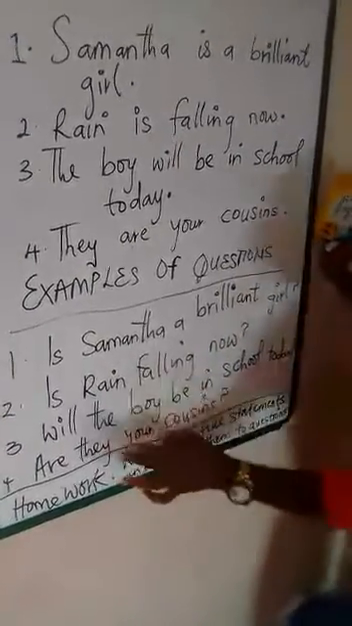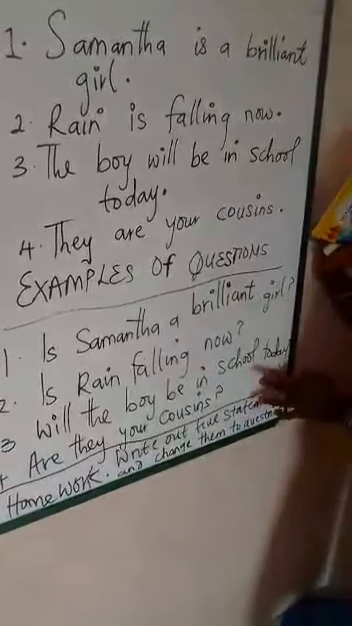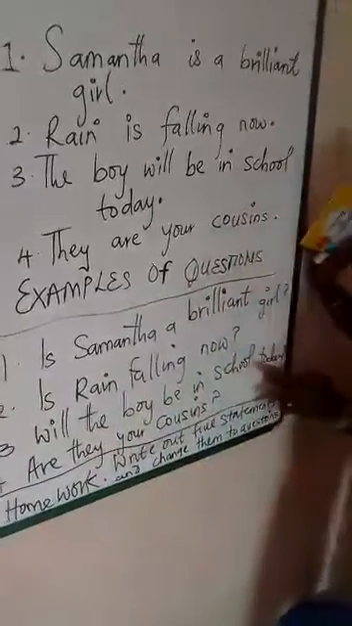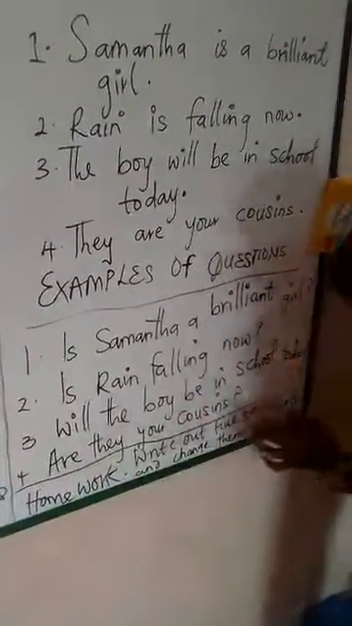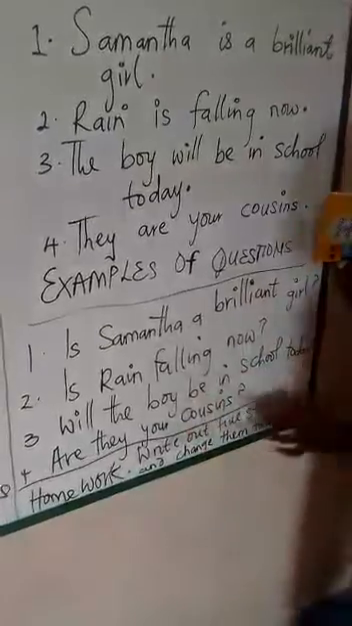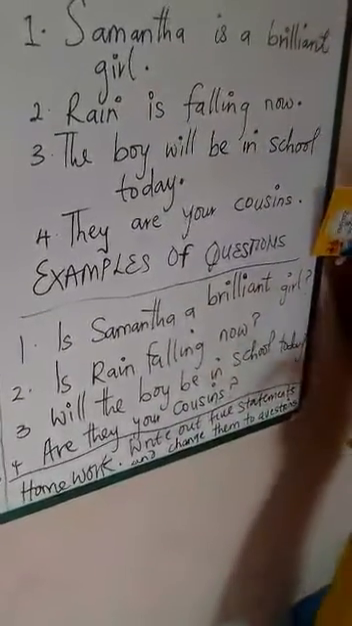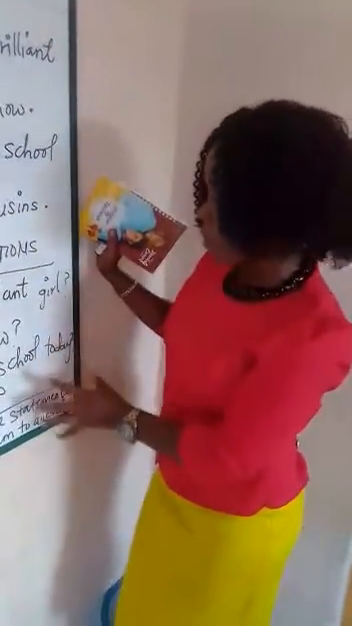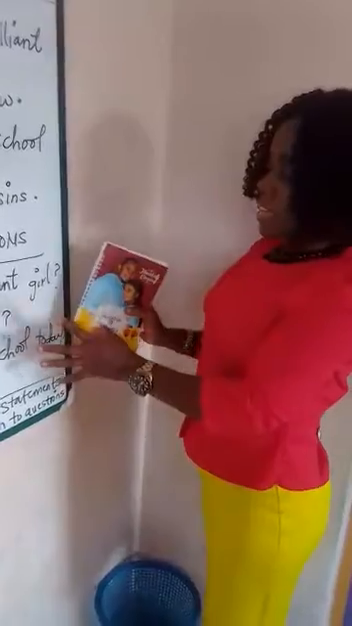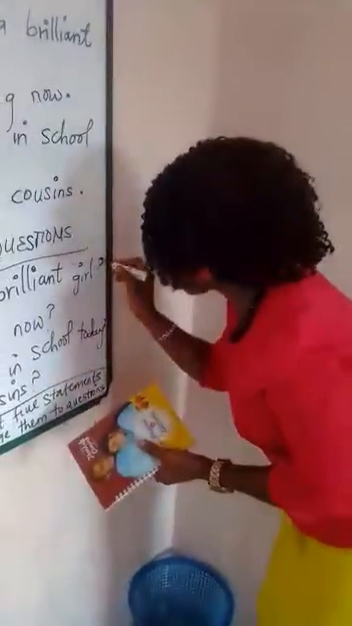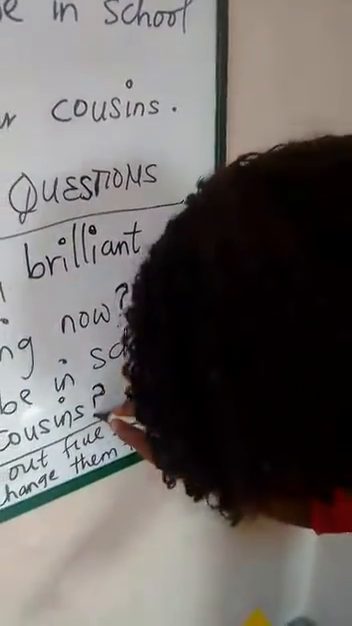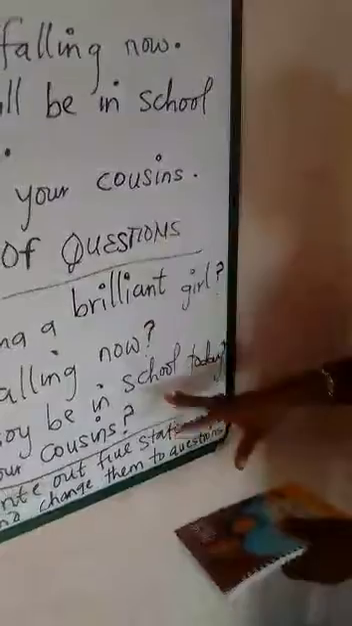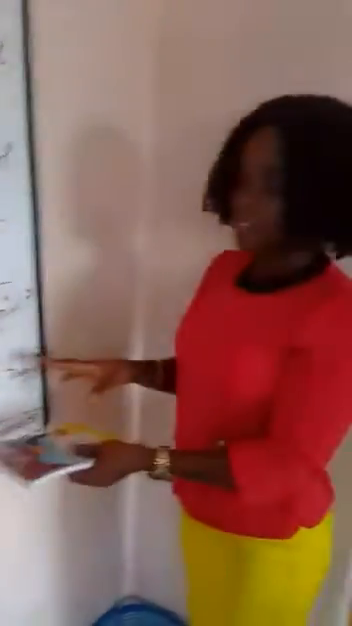Beautiful. The next one, will the boy be in school today? Will the boy be in school today? These are what? Questions, as we have them on the board. Looking at these questions now, you will discover all of them have the sign of what? The question mark. Yes, all of them have the question mark sign to show you that these are examples of what? Questions, and they demand answers.